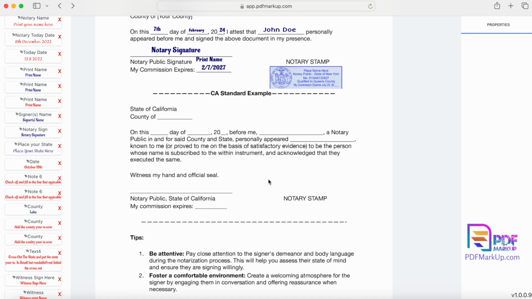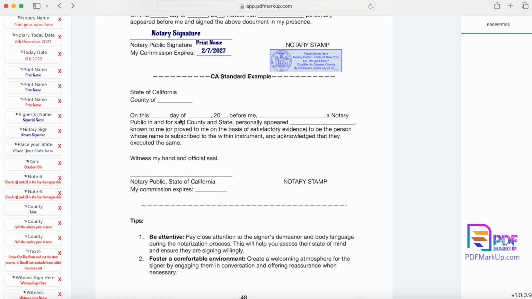Okay, so let's complete this document here. Let's read it in full now. State of California, County of blank. On this blank day of blank 20 blank, before blank, a notary public in and for said county and state, personally appeared blank, known to me or proven to me on the basis of satisfactory evidence to be the person whose name is subscribed to the within instrument and acknowledged that they executed the same. Witness my hand and official seal.